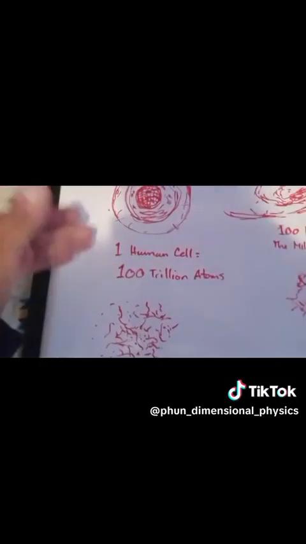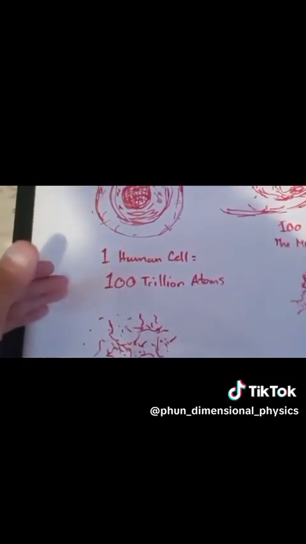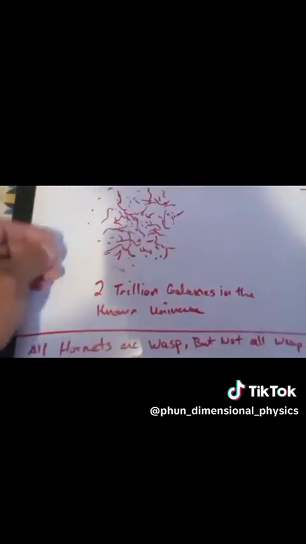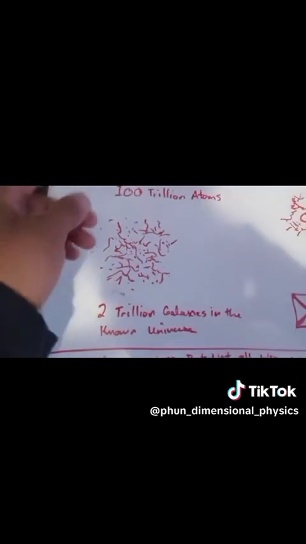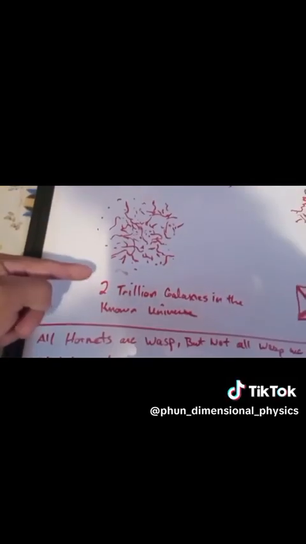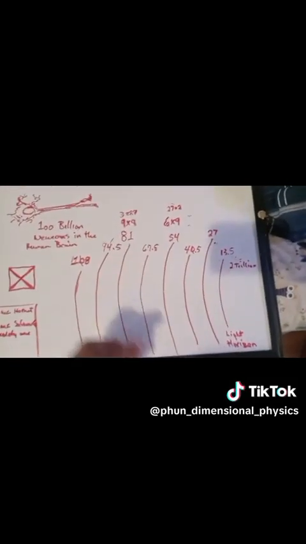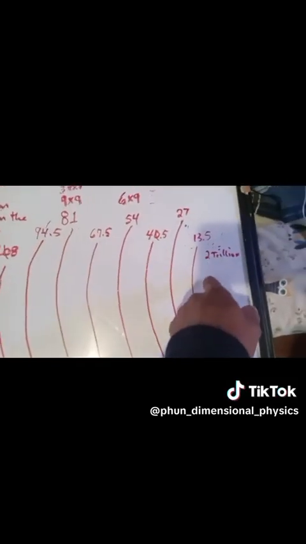Now, in a human cell, there are 100 trillion atoms that make it up. And there are 2 trillion galaxies in the known universe, okay? So if we want to fix the mirror, this is a colossal underestimate. We're going to have to bring that up to 100 trillion. Now, these are light horizons. We see about 13.5 billion in 2 trillion galaxies.